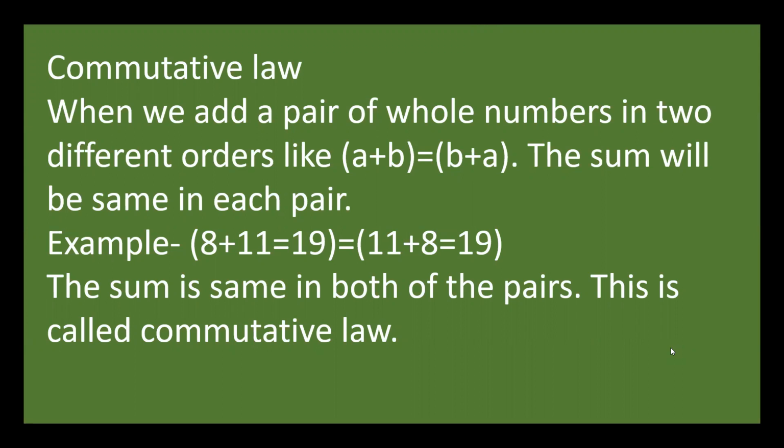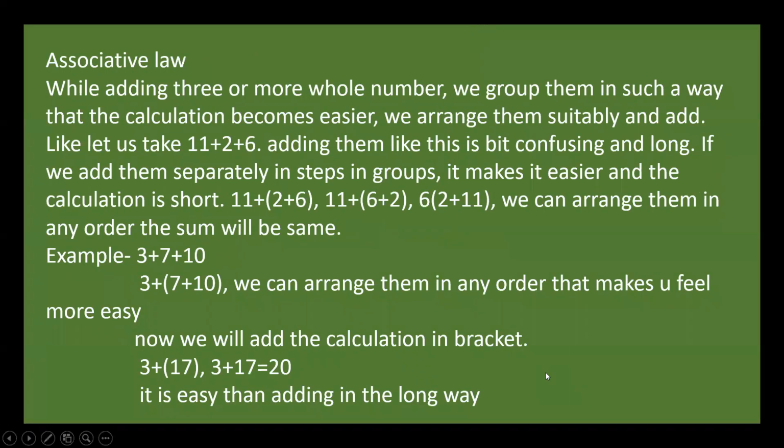The next one we will be learning is also simple. But we have some confusion between the commutative law and the associative law, because these both are a bit similar. So the associative law applies while adding three or more numbers. In the associative law, we add three or more whole numbers. We group them in such a way that the calculation becomes easier. We arrange them suitably and add. Like let us take 11 plus 2 plus 6.